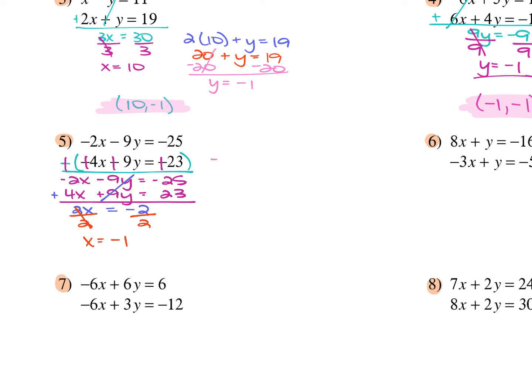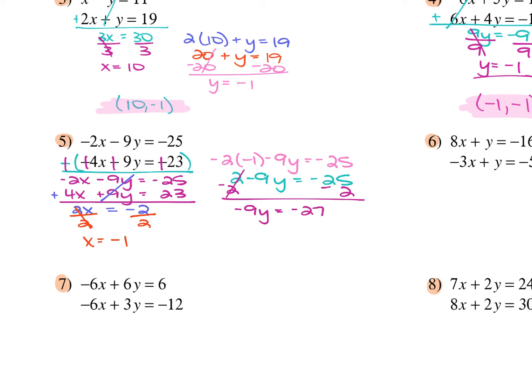So that would give us negative 2 times negative 1 minus 9y is equal to negative 25. The negative 2 times the negative 1 is positive 2, minus 9y is equal to negative 25. We can subtract the 2 from each side to give ourselves negative 9y is equal to negative 27. We divide each side by the negative 9, and y is positive 3. If your x is negative 1, your y is positive 3. That gives us negative 1, 3 for our solution.